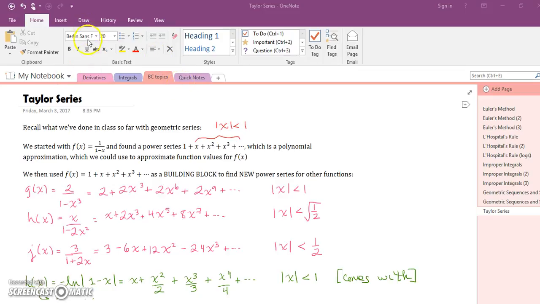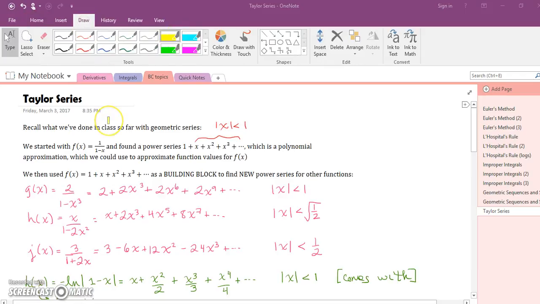We started with our first Taylor series that you're going to have memorized for the exam, which is f of x is 1 over 1 minus x. We found the power series. We did long division, remember. We found the interval of convergence. And this is a polynomial here, and it's a polynomial approximation. And we're going to use this polynomial to approximate actual function values.